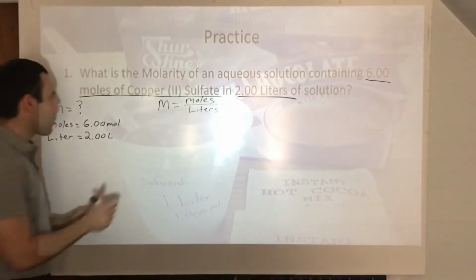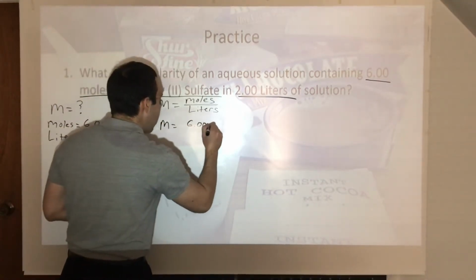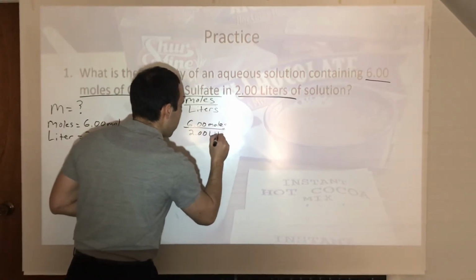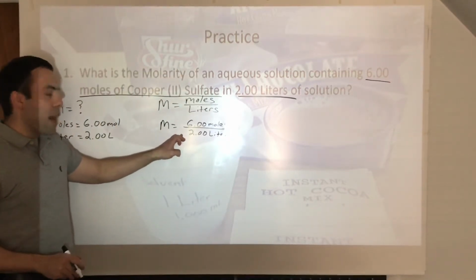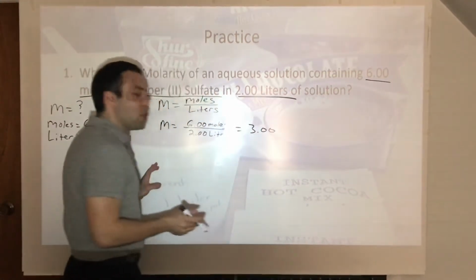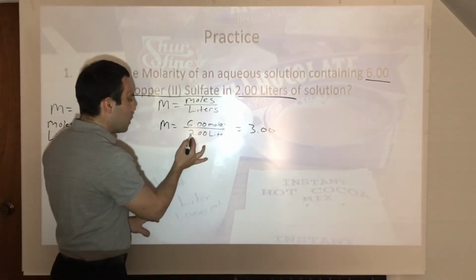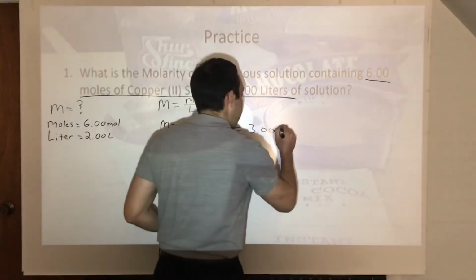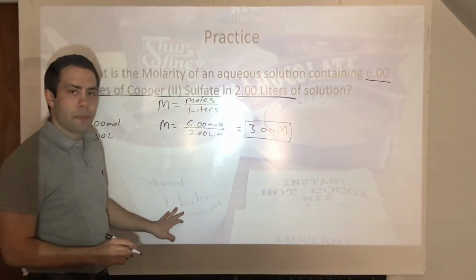Next, we plug it in. Capital M equals 6.00 moles over 2.00 liters. 6 divided by 2 will give us 3.00. Since we are dividing, we go with the least number of significant figures. 6.00 has 3, 2.00 also has 3, and the unit for molarity is capital M. Box off for your final answer.